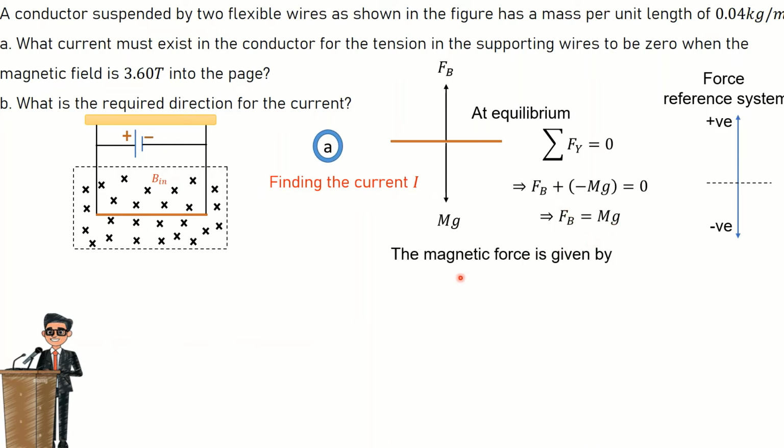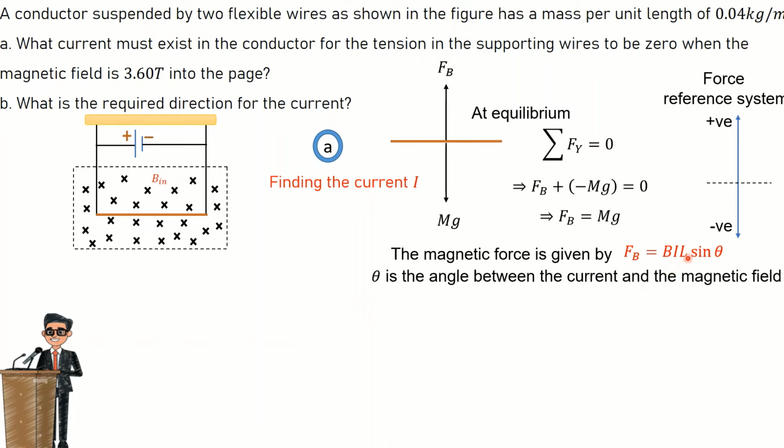Now the magnetic force is given by this formula: FB is equal to BIL sine theta. Now let's define what these constants are. Theta is the angle between the current and the magnetic field. I is the current and L is the length of the conductor. Now we are left to find theta.